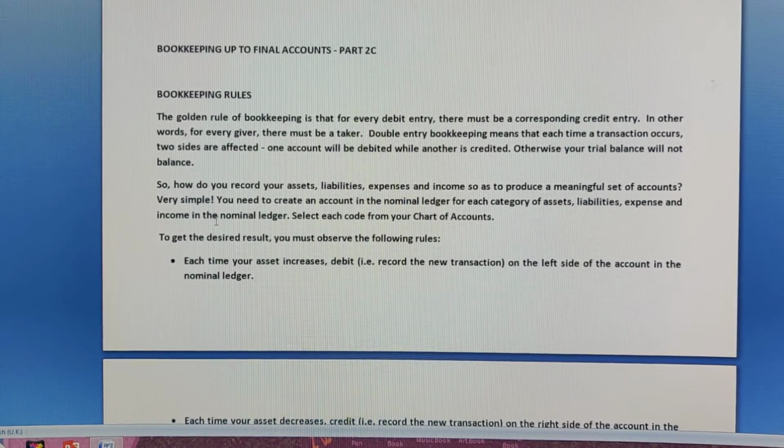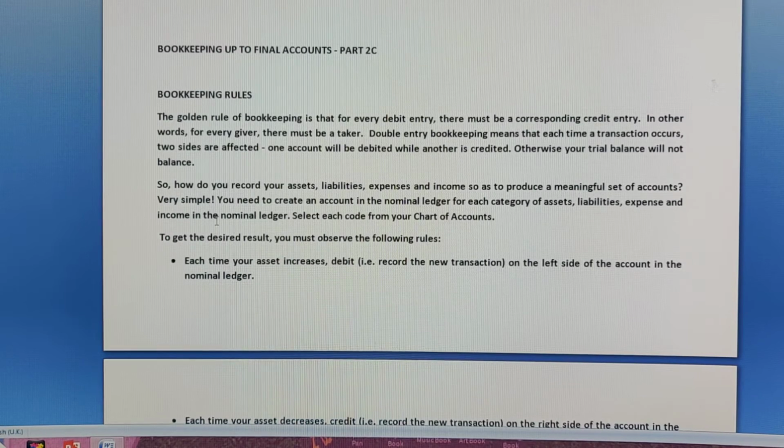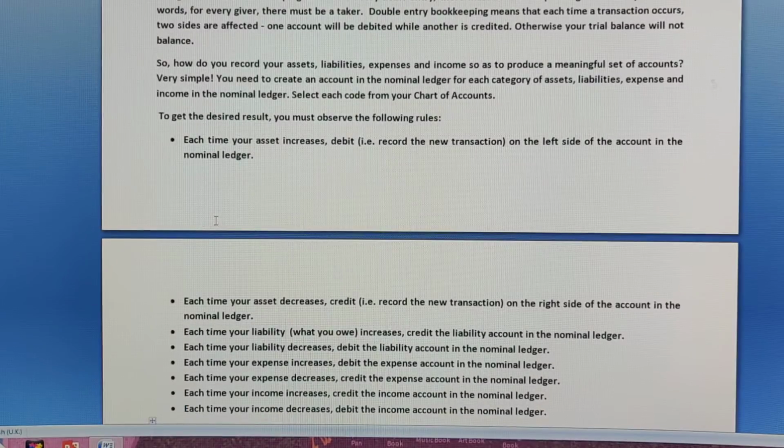Every time a transaction occurs and you need to record it, select a code from your chart of accounts, which I've already talked about. So, in order to get the desired result, just observe the following rules. Each time your asset increases, maybe you bought an asset, record the new transaction on the left side of the account. In other words, debit the asset account in the nominal ledger. Each time your asset decreases, maybe you sold the asset or you scrapped it, record the transaction on the right side of the account in the nominal ledger, that is on the credit side.